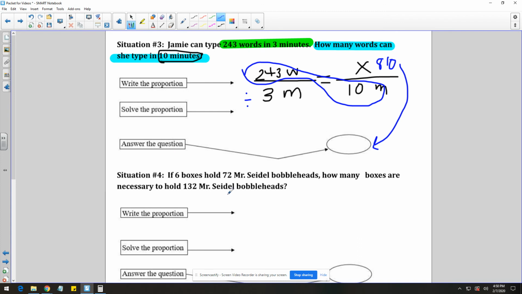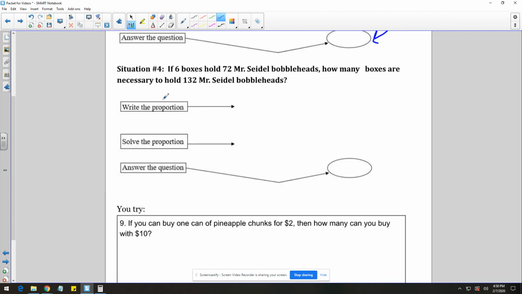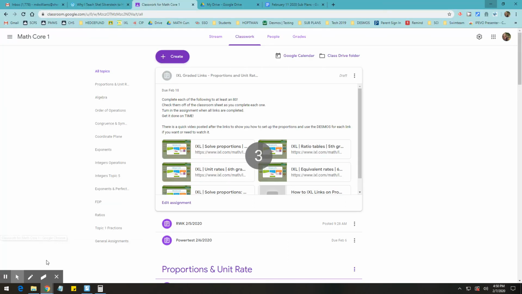Okay, so as you go through the next few pages, it gives you a lot of practice for setting up these proportions. Let me check my time here. I am about done, okay?